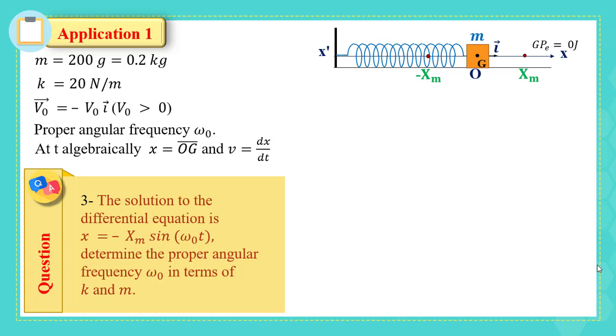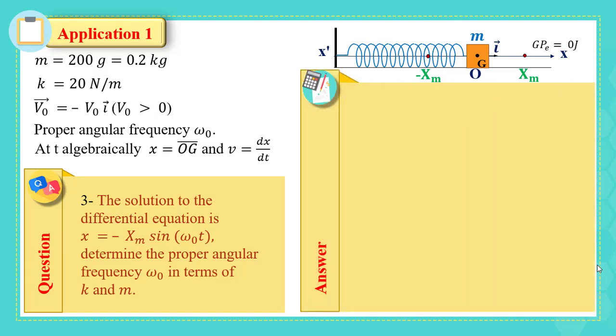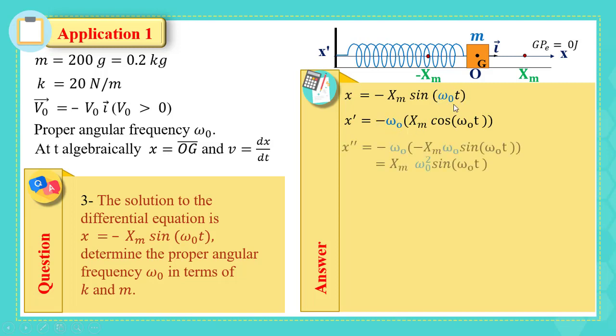Determine the proper angular frequency omega 0 in terms of k and m. How can we benefit from this equation? We can find its derivative, which is minus omega 0 xm cosine omega 0 t, where omega 0 is the derivative of omega 0 t. Then we make the second derivative, where here we can write minus omega 0, xm is still the same. The derivative of cosine omega 0 t is minus omega 0, the derivative of omega 0 t, times sine omega 0 t.